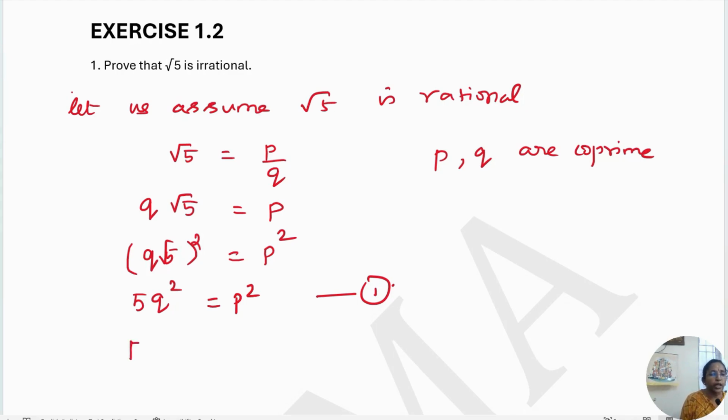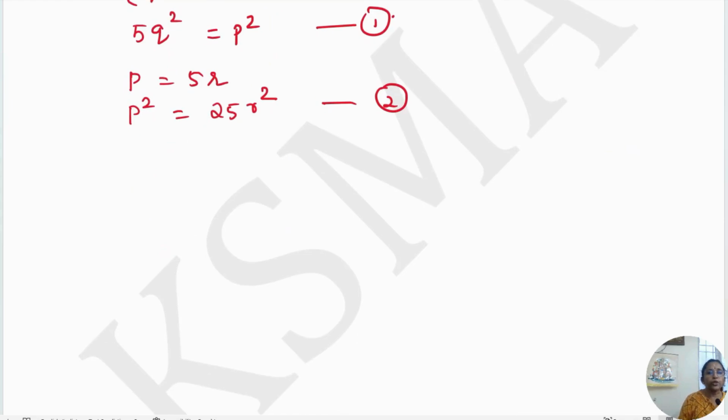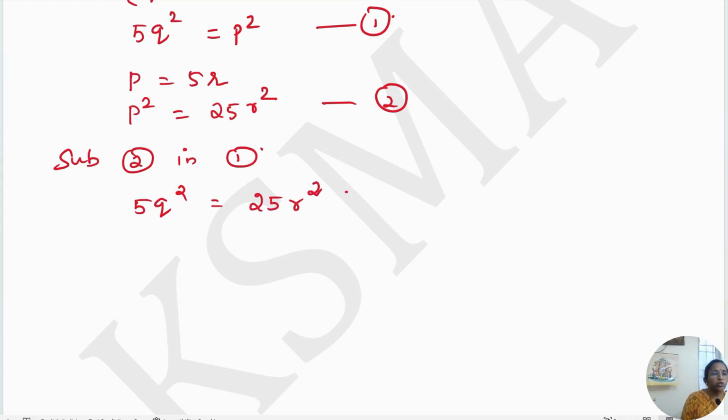So let us consider a third variable. P is equal to 5 times R. Now again squaring on both sides, P square is equal to 5R the whole square, so 25R square. Consider this as your equation number 2. Now substitute equation number 2 in equation number 1. So 5Q square is equal to, instead of P square, 25R square. Now if I divide by 5, Q square is equal to 5R square.